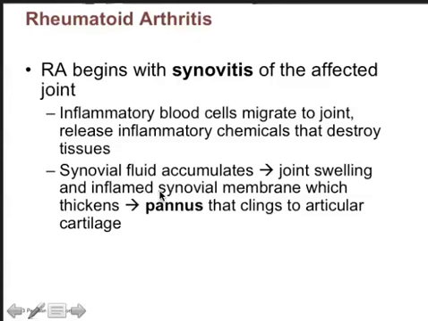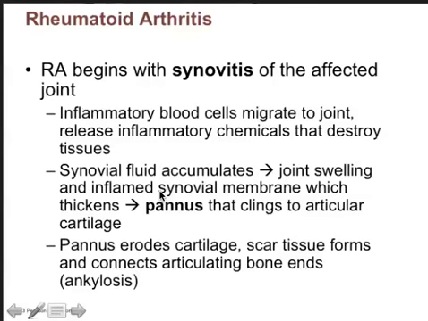The synovial membrane thickens, and this produces pannus, which are basically deposits that cling to the articular cartilage and erode it. And this causes scar tissue to form and connect articulating bones. And what this does is produce a condition called ankylosis, which further reduces range of motion.